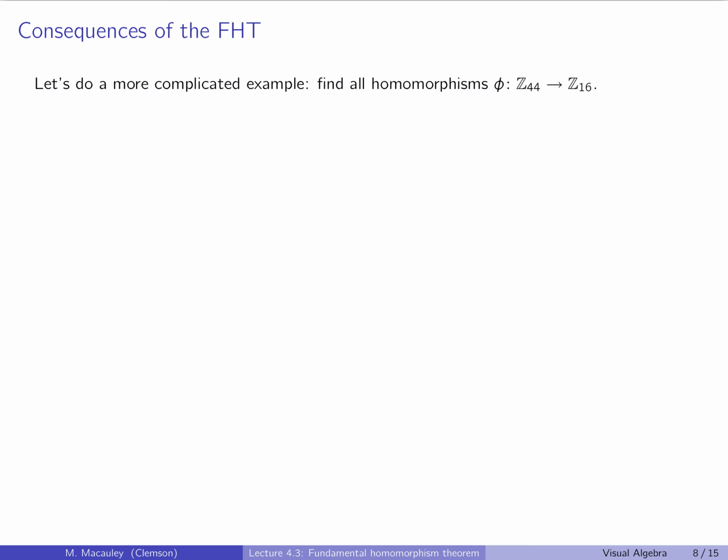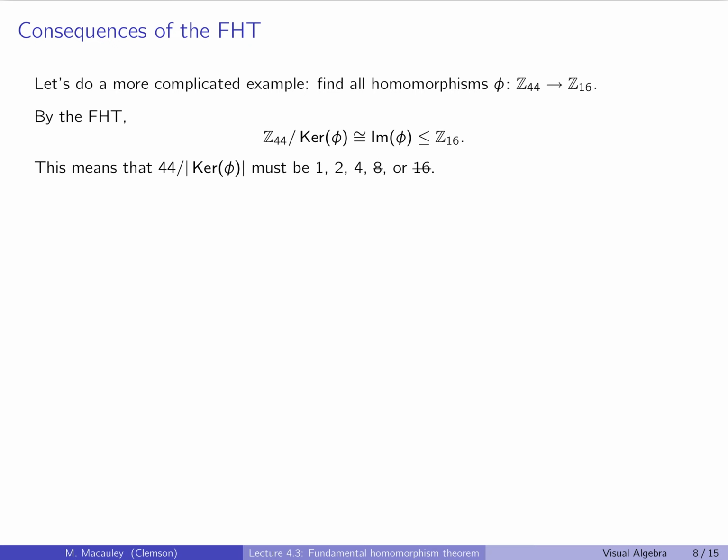Let's do a more complicated example. Find all homomorphisms from Z44 to Z16. By the Fundamental Homomorphism Theorem, Z44 mod the kernel is isomorphic to the image, which is a subgroup of Z16. This means that 44 divided by the size of the kernel must be a divisor of 16, so 1, 2, 4, 8, or 16, but it also must be a divisor of 44. So that's why I've crossed out 8 and 16.